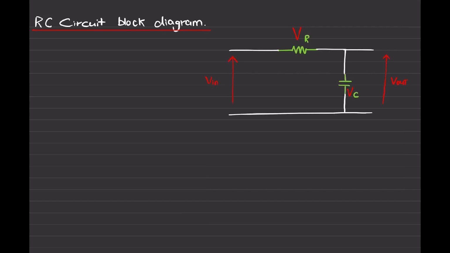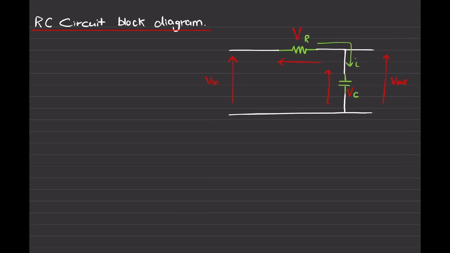Now as we can see, the current will go in this direction, which is named I. If the current is going in this direction, then the voltages across the resistor and the capacitor will be in the opposite direction, which is this direction. So let's draw the direction of the voltages here, and they are going in this direction and in this direction.